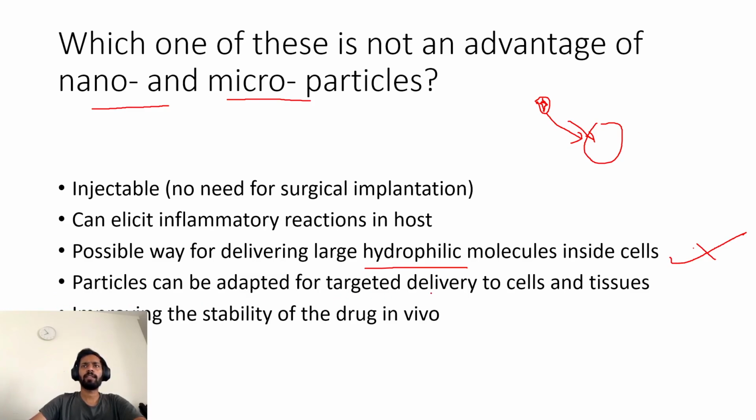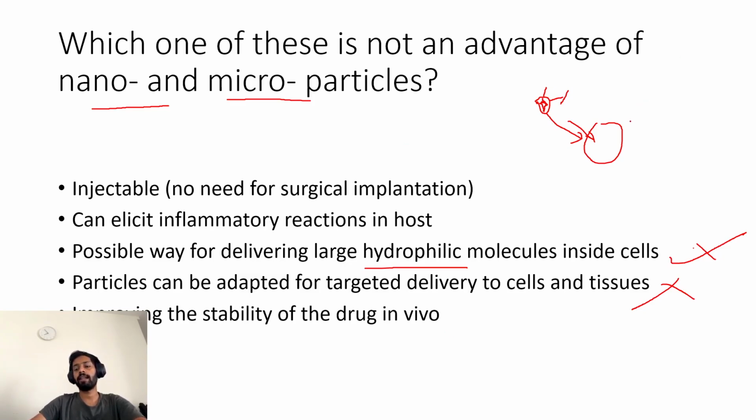Particles can be adapted for targeted delivery to cells and tissues. So this is also true, right? If you have a particle, you can have several targeting or homing sequences present on top of this nanoparticle, which will help in targeted delivery. So that's also an advantage. They improve the stability of drug in vivo. So this is also true, right?